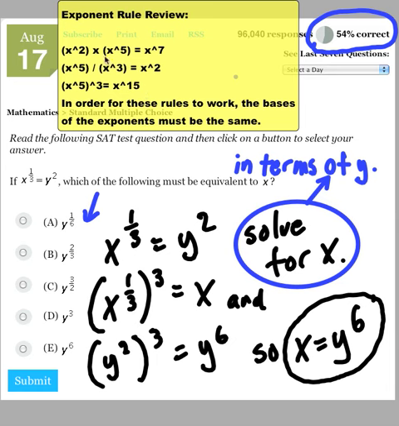I've also got the rules here for multiplication and division. So anyway, x to the 1/3 to the 3rd is the same as x to the 1/3 times 3, which is x to the 1. So all I have to do is take both sides of this equation to the 3rd power, and I get my answer. So x to the 1/3 to the 3rd, or cubed, equals x.